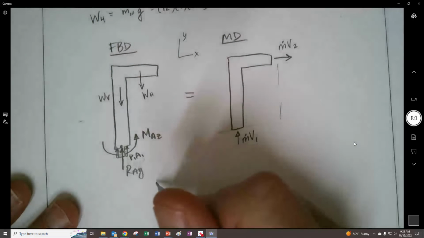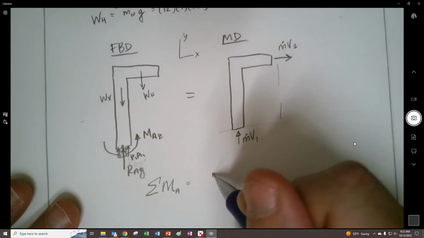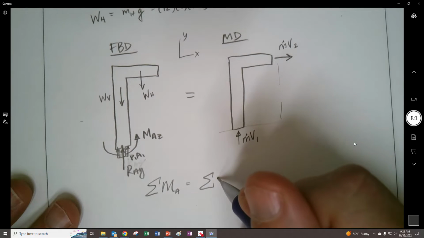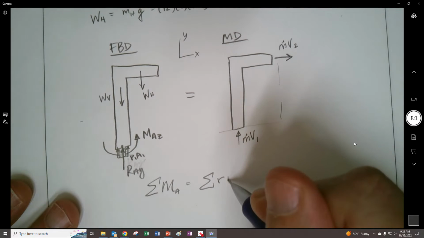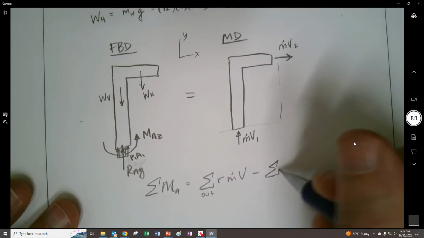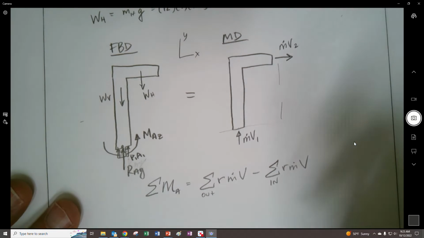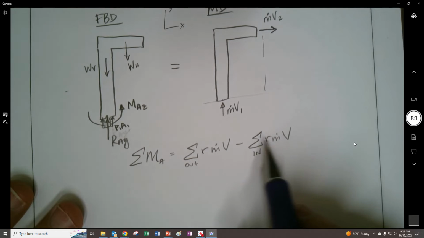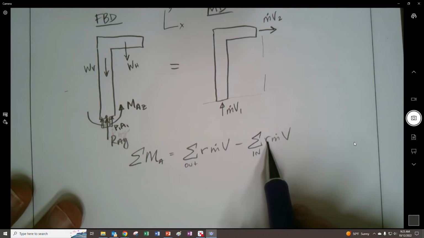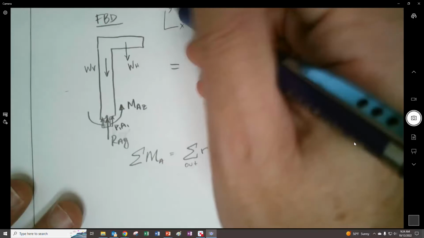Yes. Okay. So anyway, let's take the sum of the moments about A. It's going to be equal to the sum of, and we'll write out the equation that we've been given right here, the sum of R m dot V out, and then the sum of R m dot V in. We can see though that this is not the R that we should be using for the in. Let's go ahead and do this diagram over here.